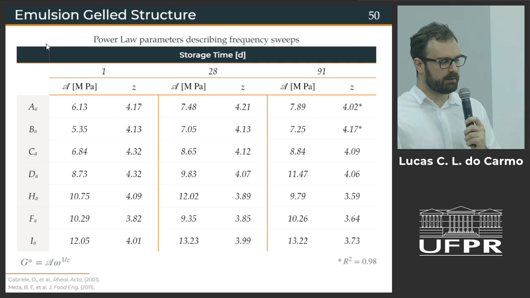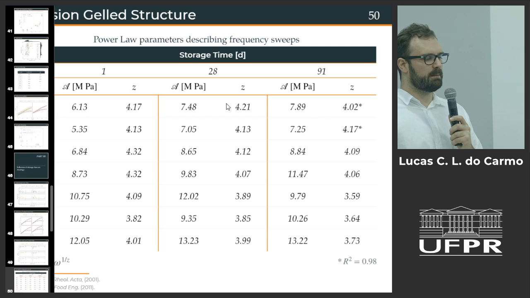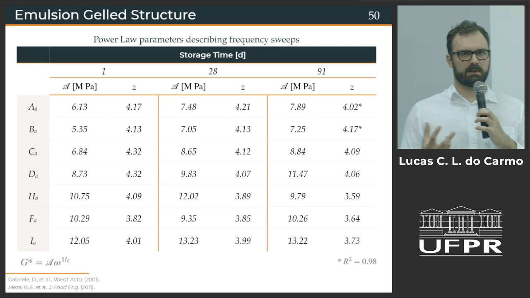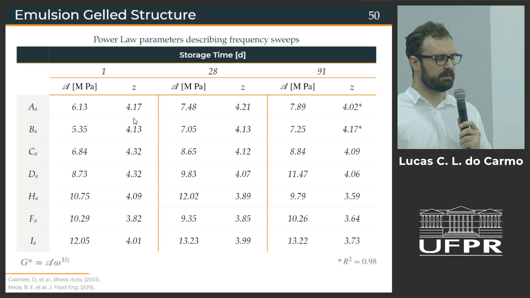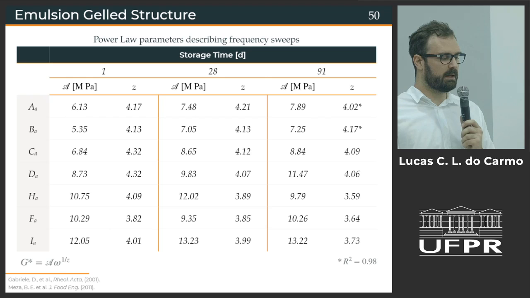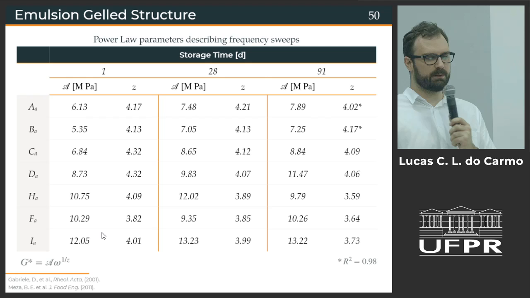Now here are the power law parameters that describe the frequency sweeps. The parameter A relates to the strength of the interaction between the droplets. The parameter Z relates to the number of interactions between droplets and their surrounding neighbors. We can see the same relationship that was found in the other experiments: the strength of these interactions is higher when you increase the oil fraction, but the number of interactions does not change a lot.